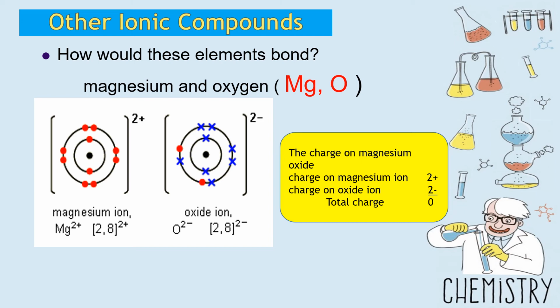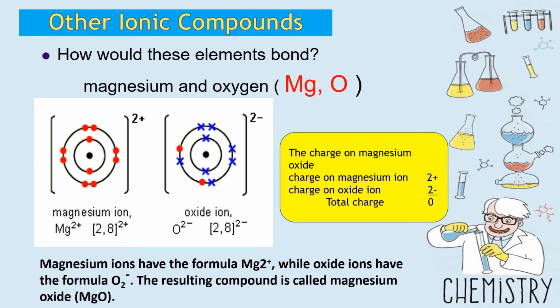Here, magnesium has an atomic number of 12 and oxygen has an atomic number of 6. Therefore, oxygen needs 2 valence electrons. Magnesium ions have the formula Mg2+, while oxide ions have the formula O2-. The resulting compound is called magnesium oxide.